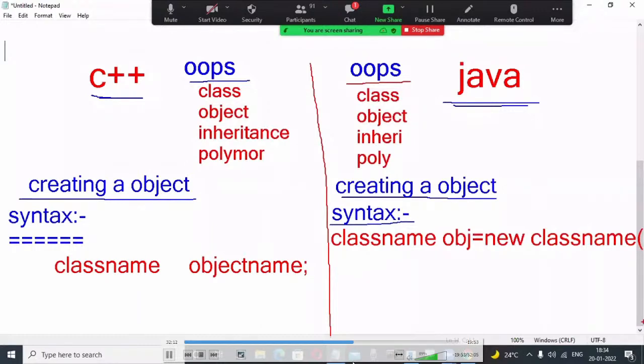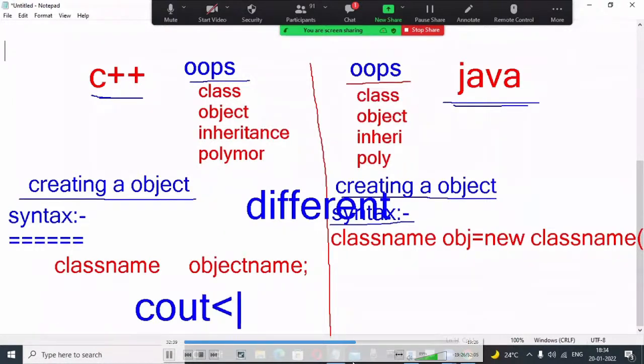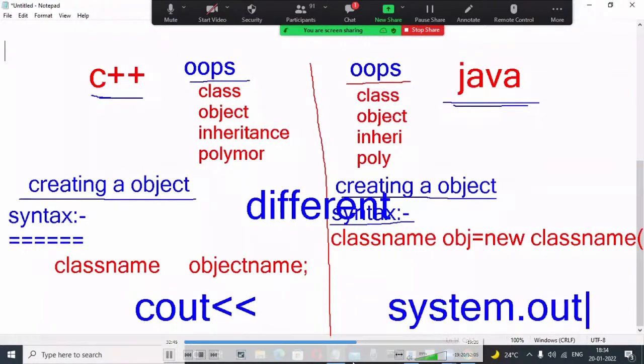Observe here. That's why these two languages are syntactically different. Conceptually the concepts are the same, but syntactically different, and functions are also totally different. Suppose in C++ I want to display output, then cout is a function for streaming output. In Java, the function is System.out.println. That's why they are syntactically different, and functions are also totally different in these two object-oriented languages.